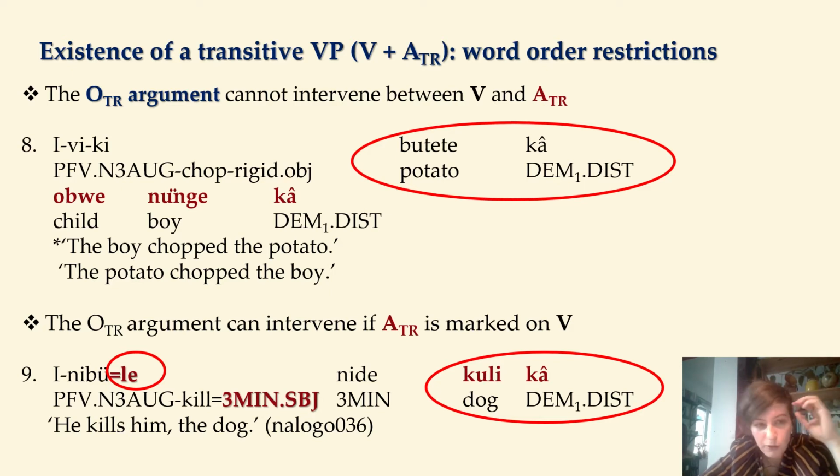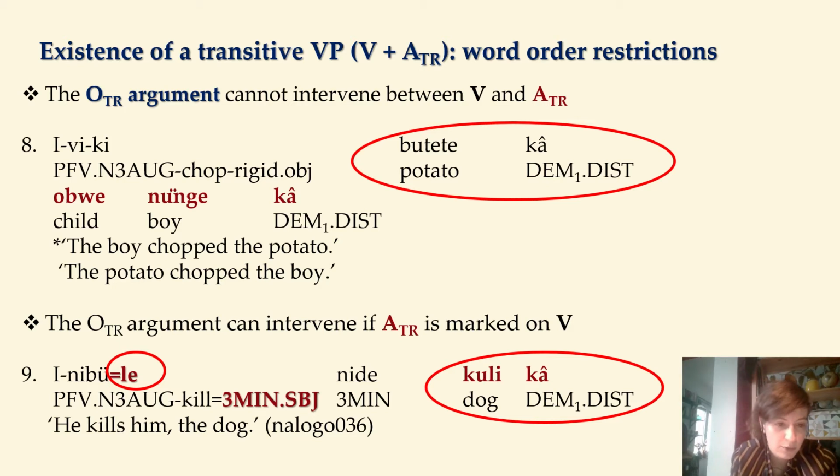Because when it changes its original position, this needs to be marked on the verb. Further evidence is given by the behavior of the transitive object, which cannot intervene between the verb and the transitive agent. We have an example here in 8, Iviki butete ko ombuengunge ko. So this sentence can only be interpreted as the potato chopped the boy, and not the boy chopped the potato. And the reason is because the position right after the verb is assigned to the agent. So butete ko, the potato, can only be interpreted as such.